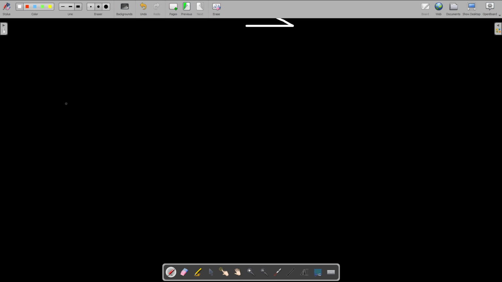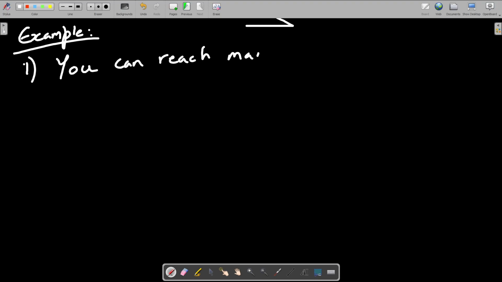Okay, so next we'll see one example here. Okay, one more example I'll give you all. You can reach Margao in 25 minutes.